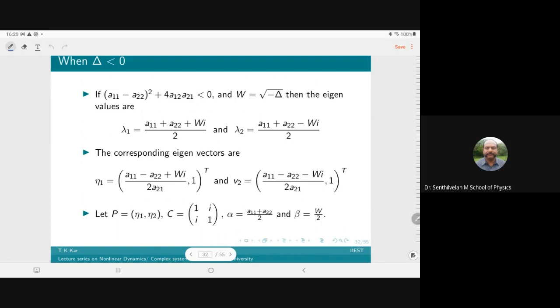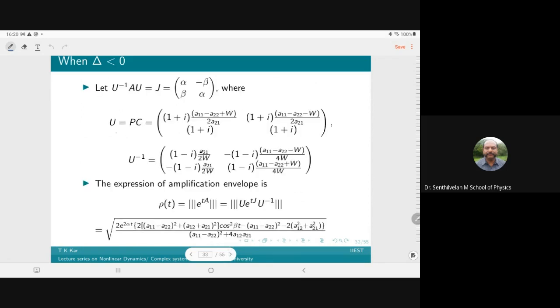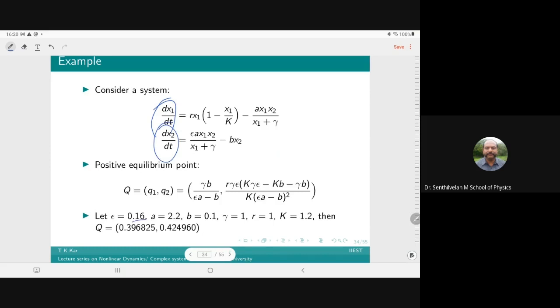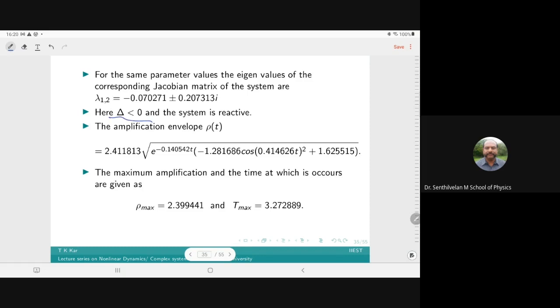I think I am way behind time. So in the same way, again you have to find this matrix and the amplification envelope, this one. Take one example: this is a predator-prey model. Just setting dx1/dt and dx2/dt equal to 0, and then taking some parameter values, it is found that delta is less than 0, and we get the expression for the amplification envelope for this problem, which becomes this one, and this is rho max, T max, and that represents the graph.